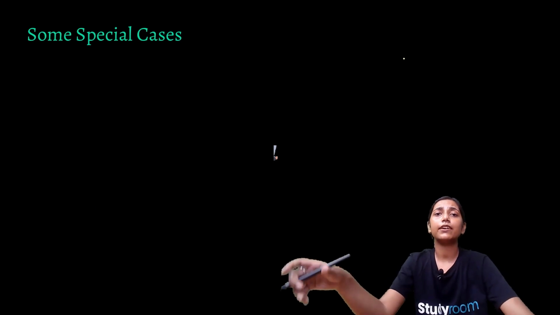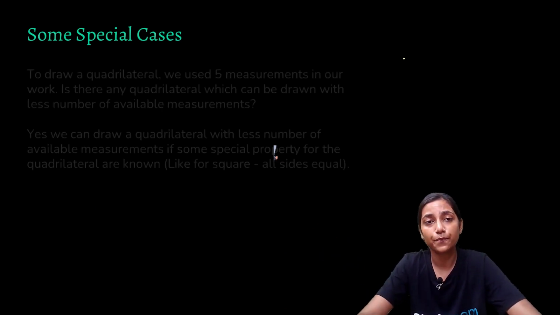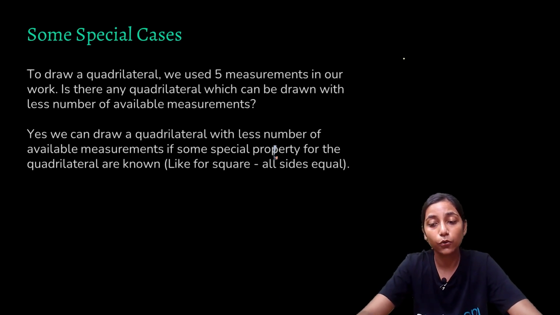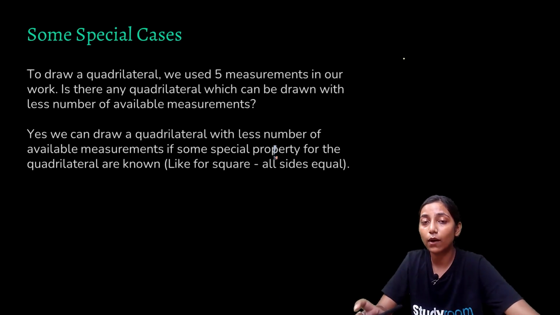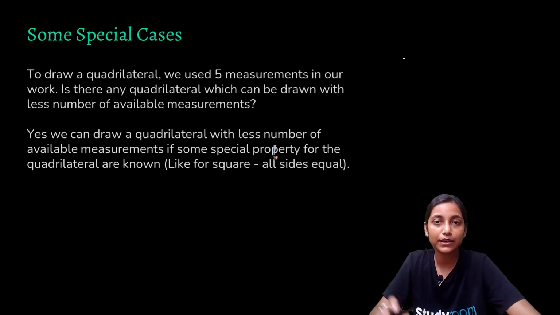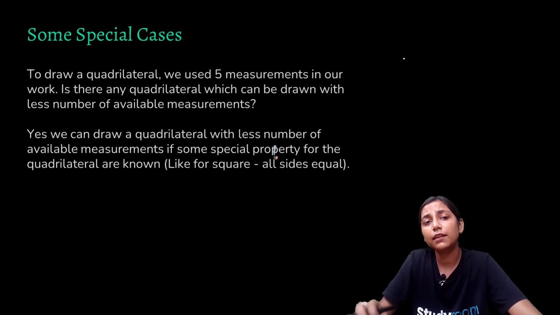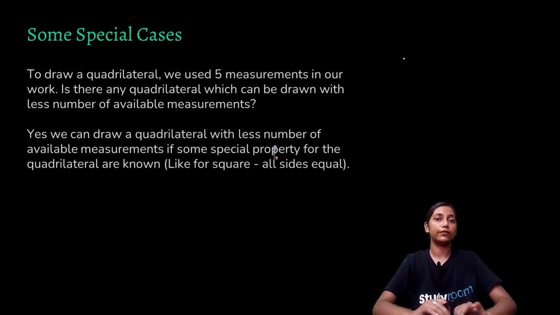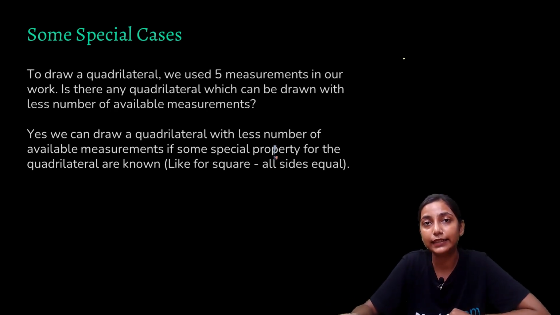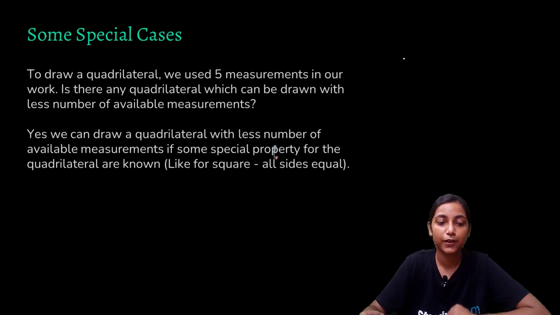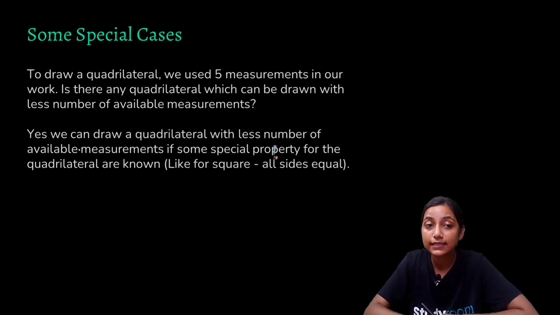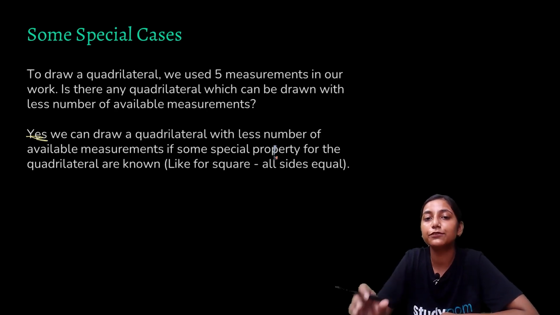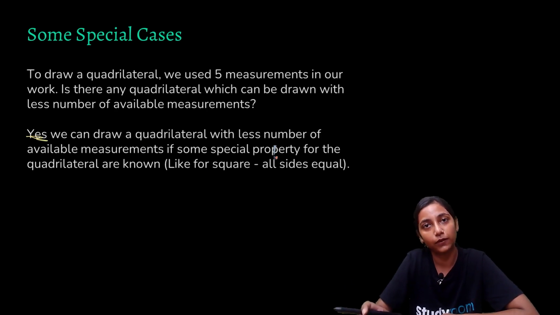Now there are some special cases also. To draw a quadrilateral, I told you that we require 5 measurements. Right? We require 5 measurements in order to draw a quadrilateral. But is there any quadrilateral which can be drawn with fewer available measurements? Will there be any quadrilateral that can still be drawn uniquely with fewer than 5 measurements? So the answer to this is yes. Yes, we can draw a quadrilateral with fewer available measurements if some special properties of the quadrilateral are known.